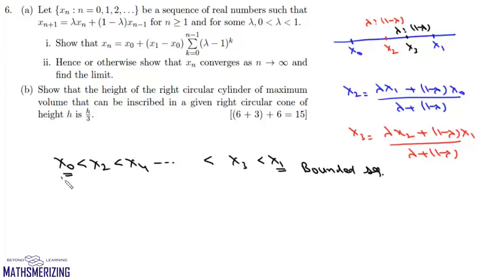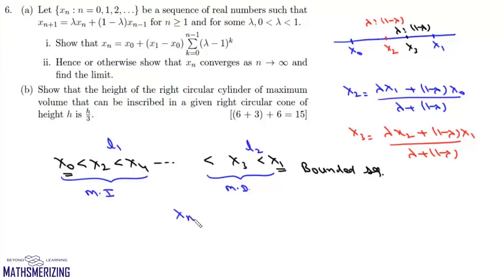Now, the sequence of even terms is monotonic increasing, and the sequence of odd terms will be monotonic decreasing. So both the subsequences of this sequence will converge. Now suppose the subsequence of even indices converges to L1, and suppose the odd indices converge to L2.